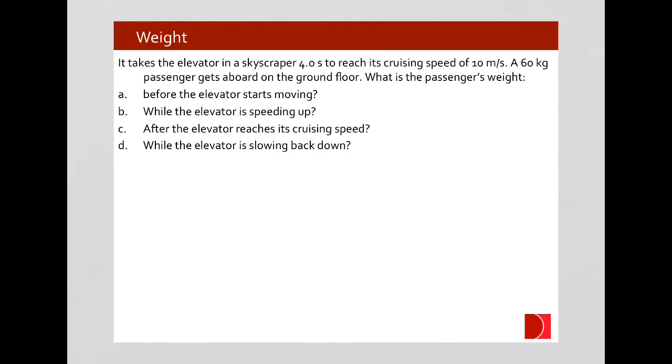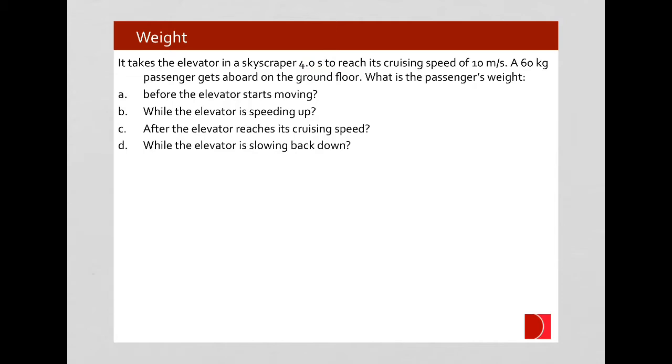Here we're looking at the weight of an object. We're imagining an elevator in a skyscraper that takes 4 seconds to reach its cruising speed of 10 meters per second. A 60-kilogram passenger gets aboard on the ground floor. We want to know what is the passenger's weight before the elevator starts moving, while the elevator is speeding up to its cruising speed of 10 meters per second, after the elevator reaches its cruising speed, and while the elevator is slowing back down, presumably in the same 4-second span.